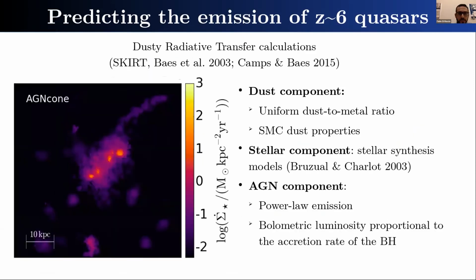And then we performed radiative transfer calculations through dust in order to simulate the UV and far-infrared emission from the dust continuum. In particular, we assumed a uniform dust-to-matter ratio and dust properties of the Small Magellanic Cloud. And we also included AGN component emission with a power law, setting in particular the volumetric luminosity proportional to the accretion rate of the black holes in order to be consistent with the hydrodynamical simulations.